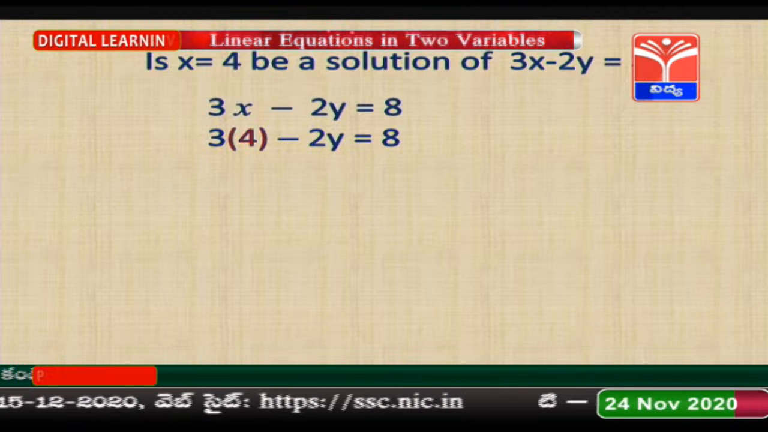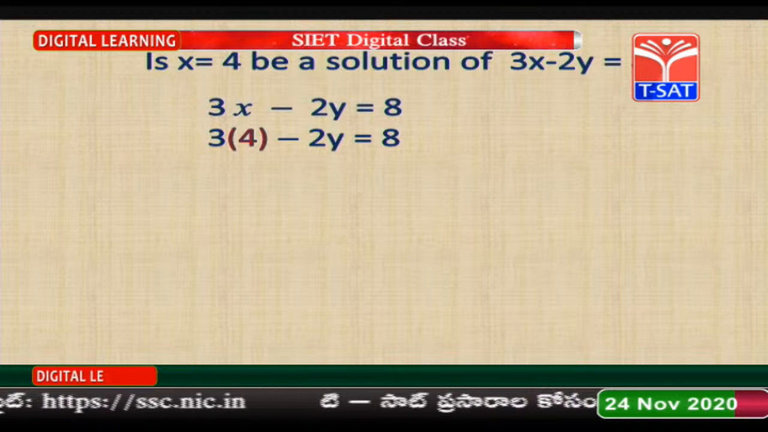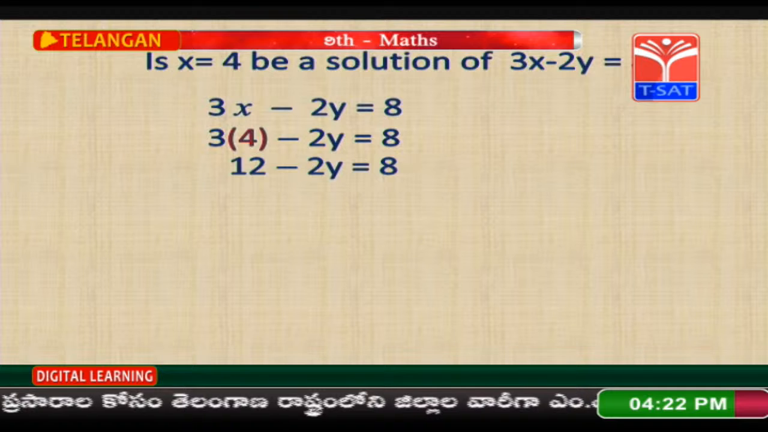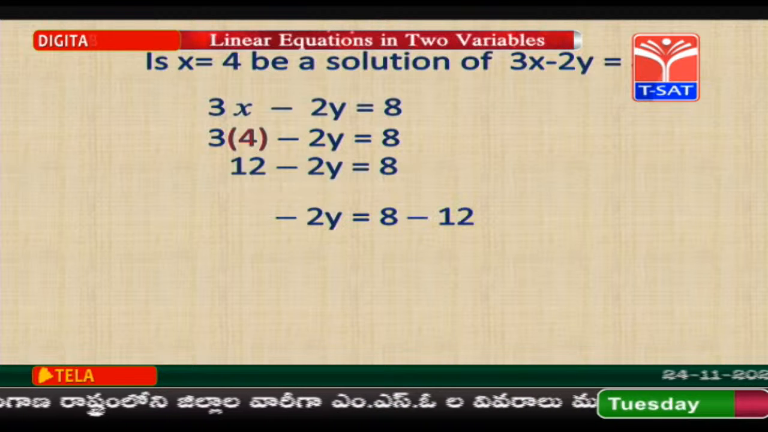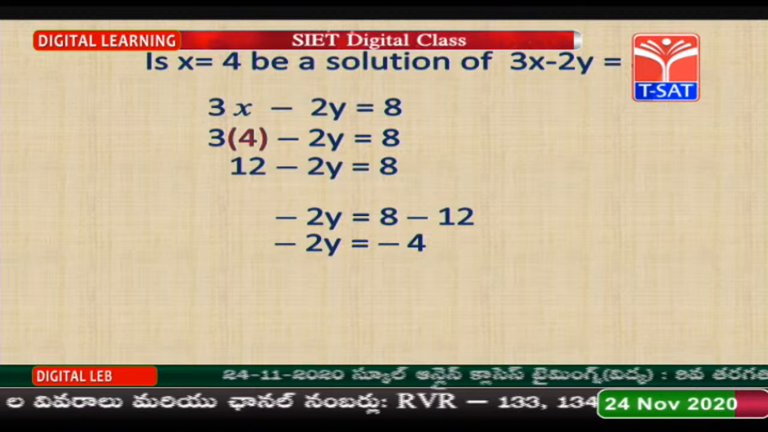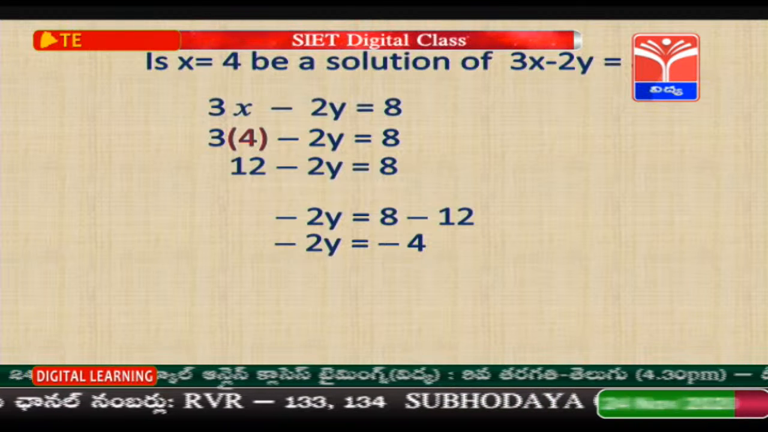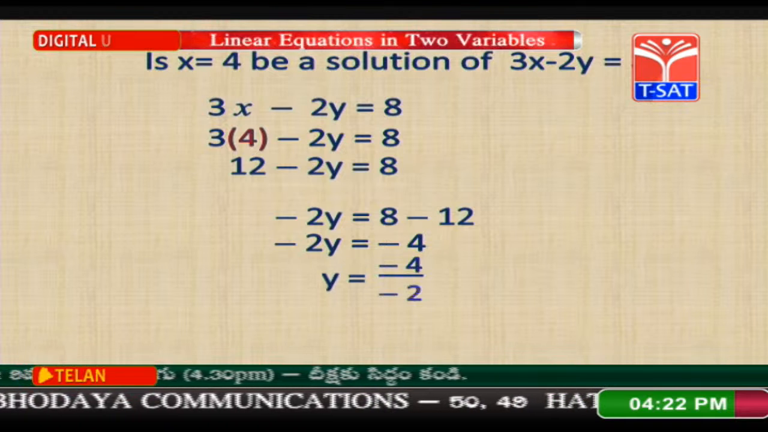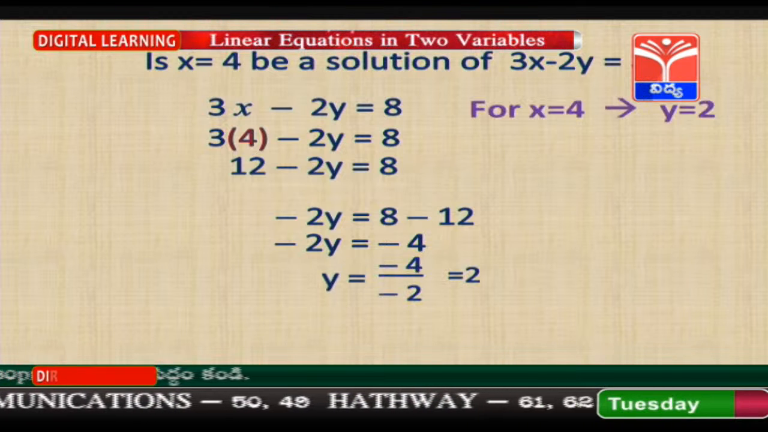Let me take 4 in place of x. 3 into 4 minus 2y is equal to 8, 12 minus 2y is equal to 8. Now, minus 2y is equal to 8 minus 12. Now, what happens? Minus 2y is equal to minus 4, is it right? Now, y is equal to how much? Minus 4 by minus 2, which is plus 2. Your y value is how much here?